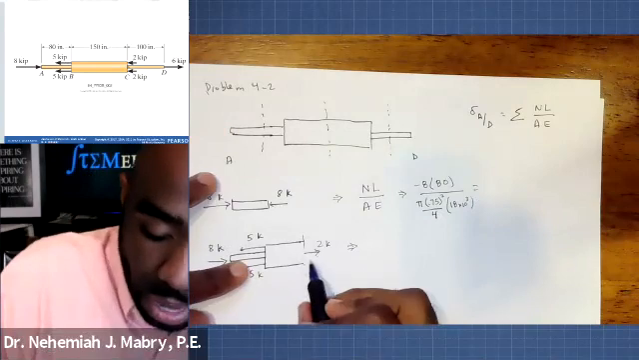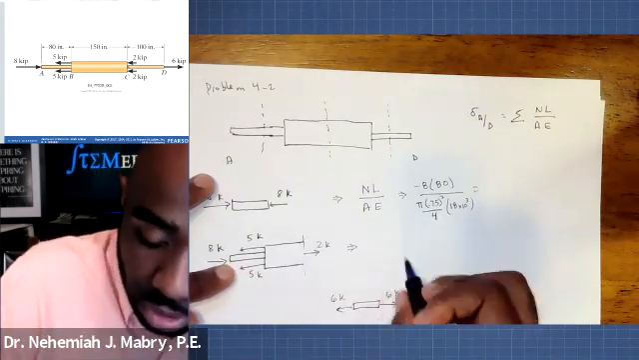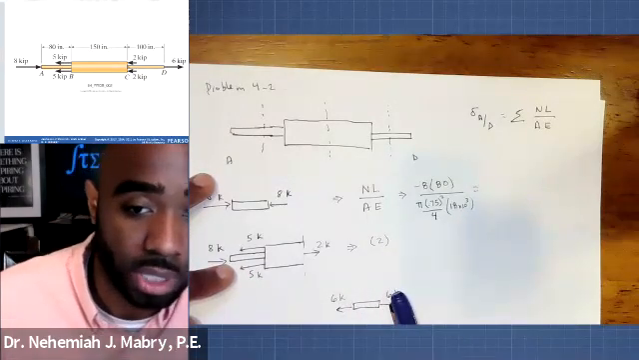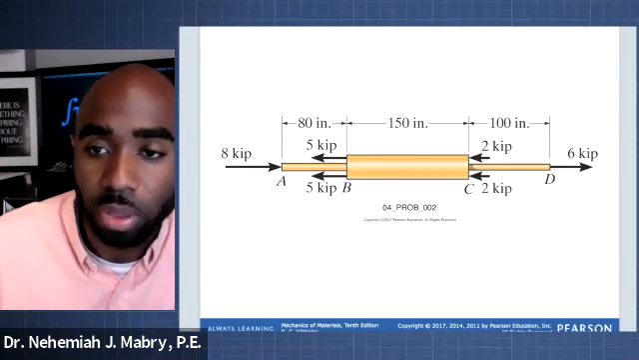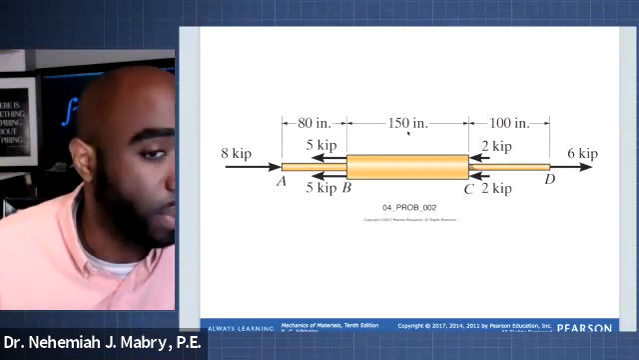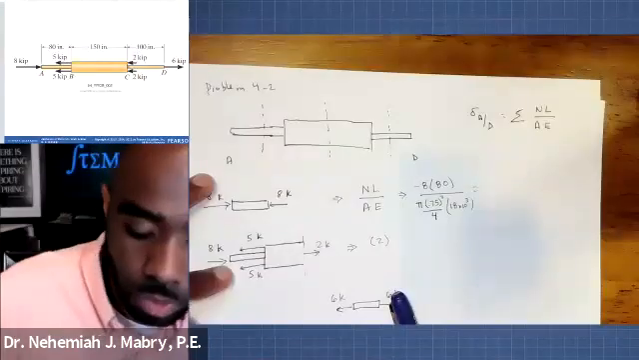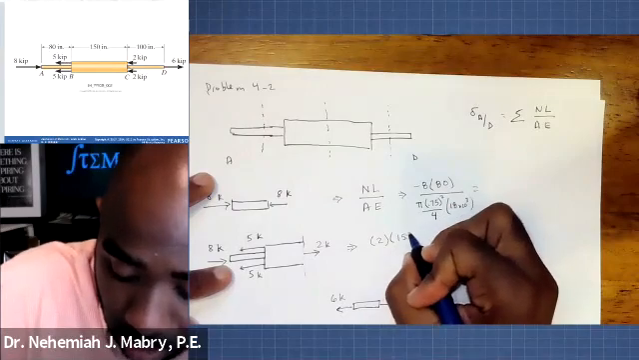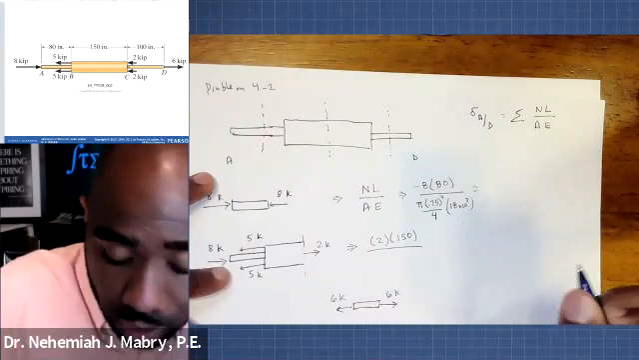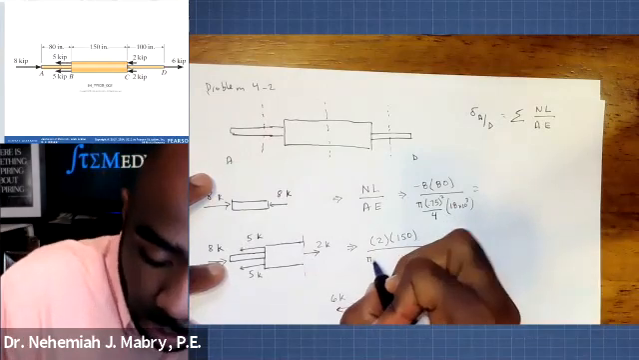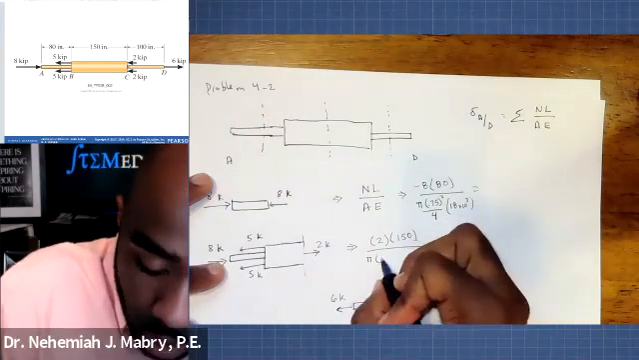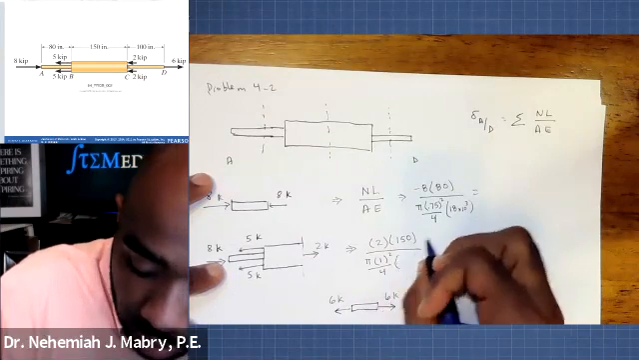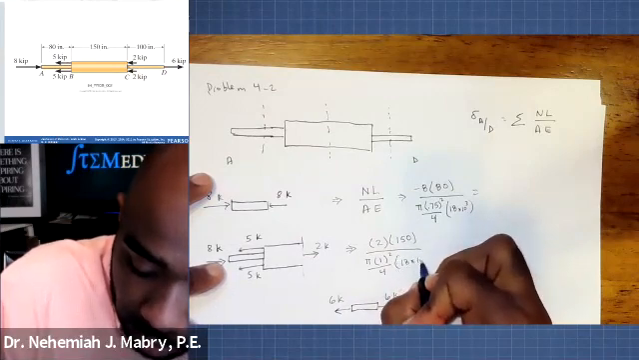Internally here, we have a 2 going in this direction. So this is going to be 2. What is the length of this middle portion here that we cut? Well, the length of that is 150. The area in this case is, again, pi d squared over 4, where d is 1. And then E is 18 times 10 to the 3.